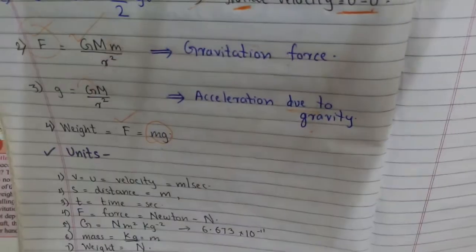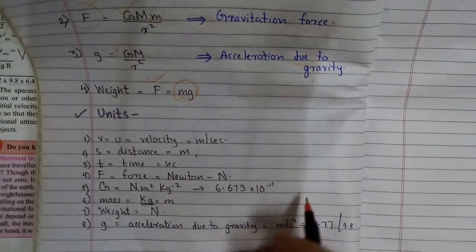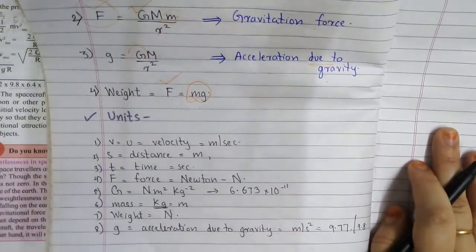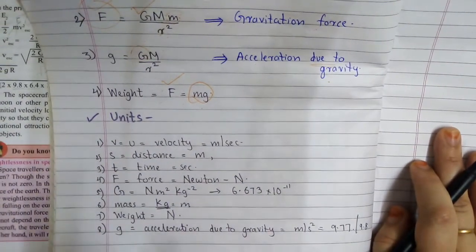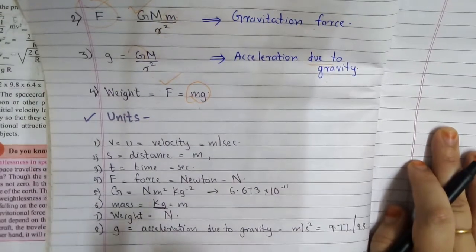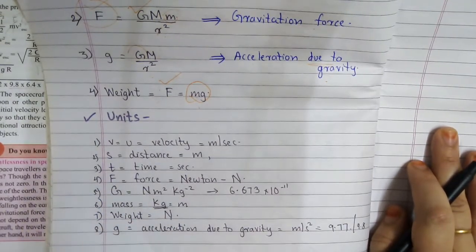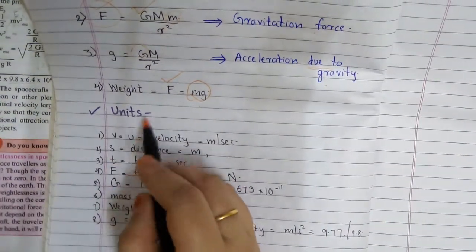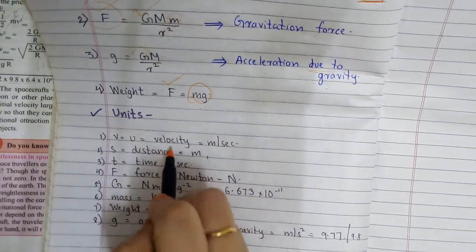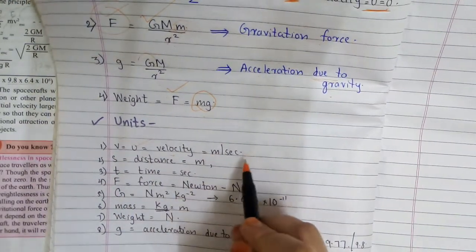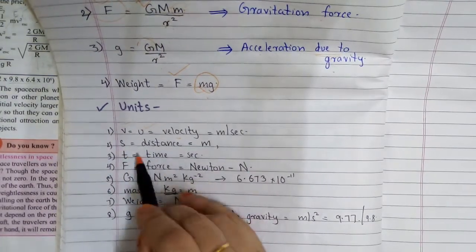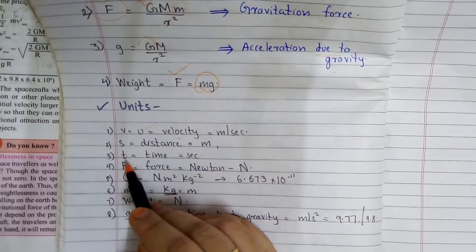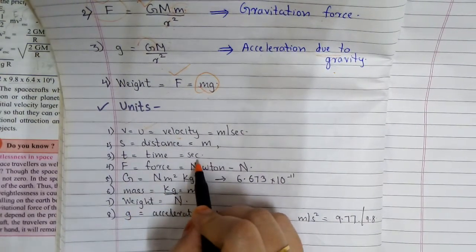Now let's see some of the units required to solve the numericals. After solving a numerical, at last we have to write the sentence, and in the sentence form we should always write the unit of each and every term. The first term is velocity, both final velocity and initial velocity. The unit of velocity is meter per second. The unit of distance is meter, and the symbol for time is t and its unit is second.